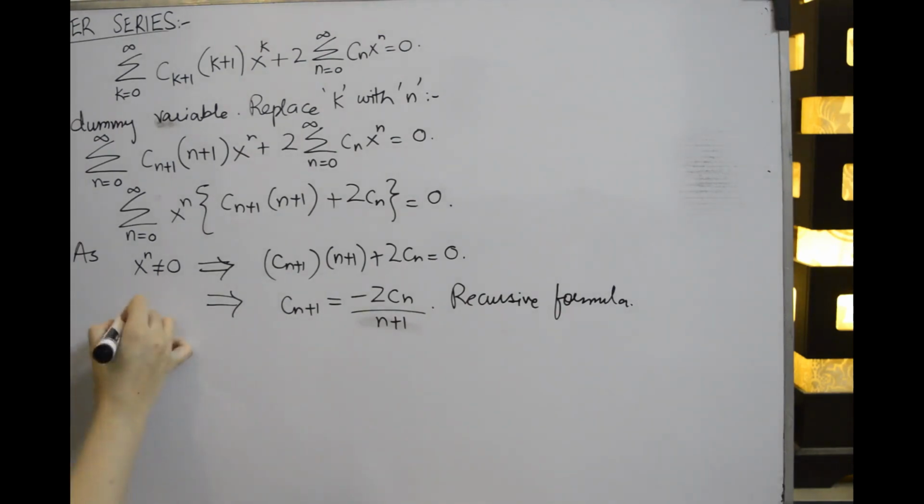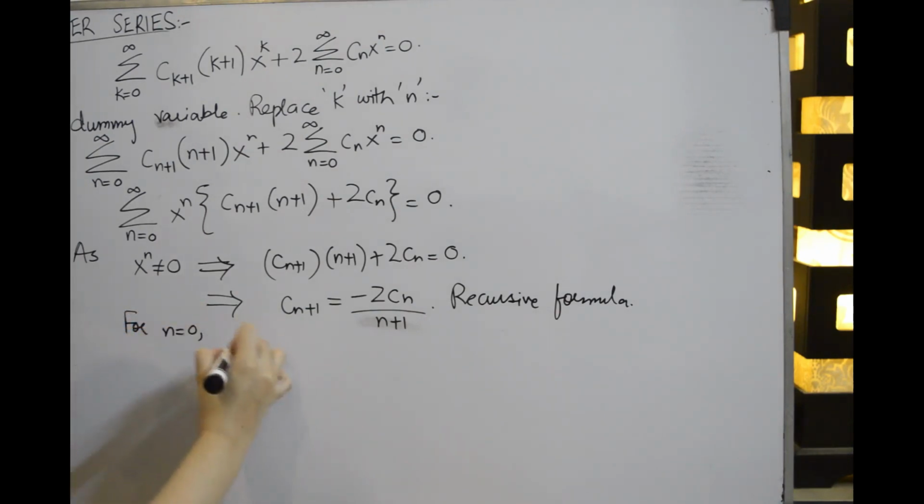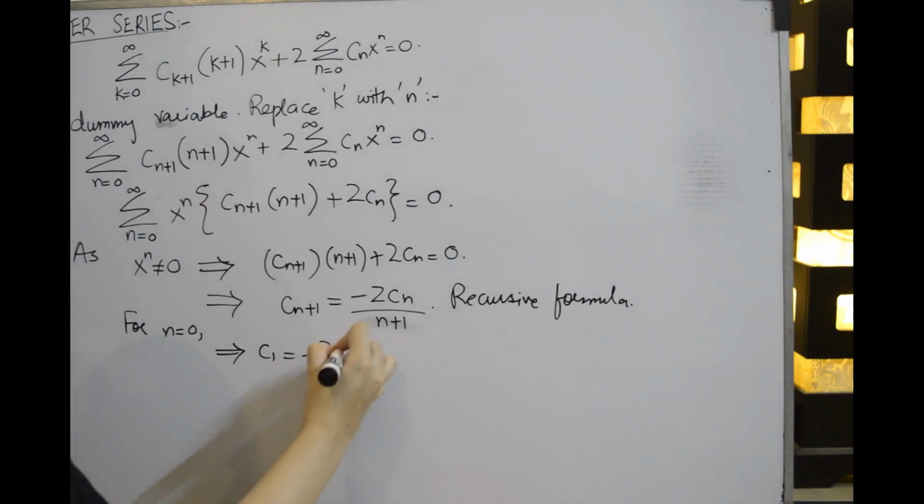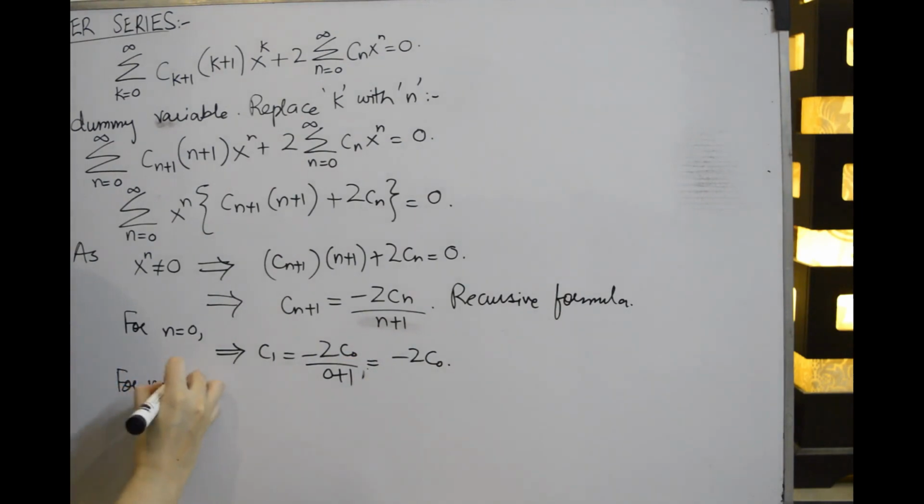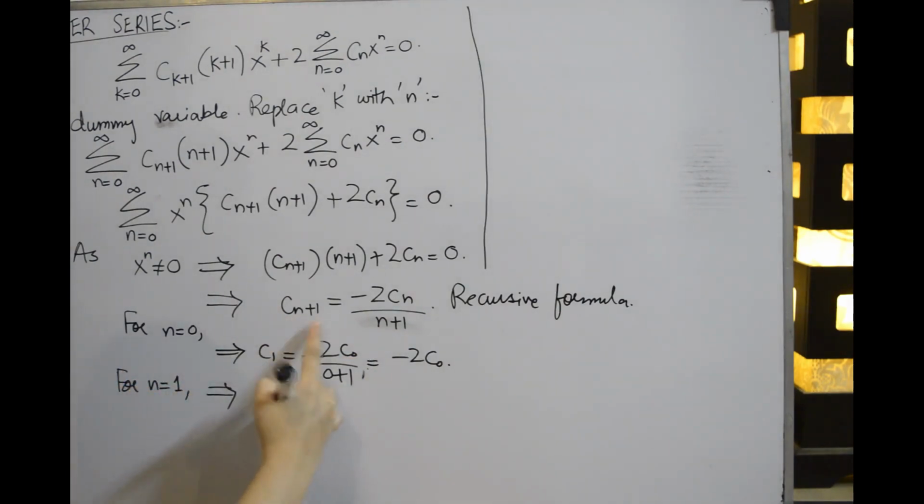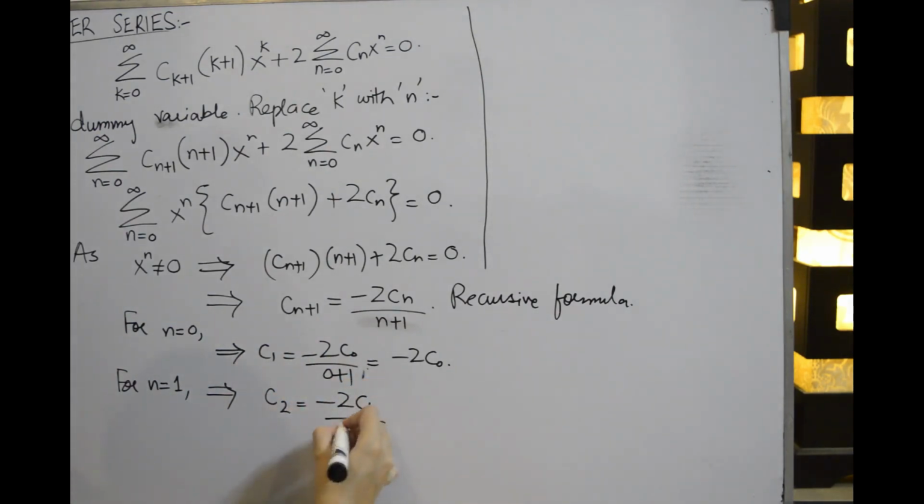So by taking n equals 0, that develops the first or second term: minus 2c naught divided by 0 plus 1, that is equal to minus 2c naught. And for the next term, for n equals 1, Cn plus 1 becomes C2, minus 2C1 divided by 1 plus 1. That makes it minus 2 divided by 2, and C1 means minus, third term, I guess.